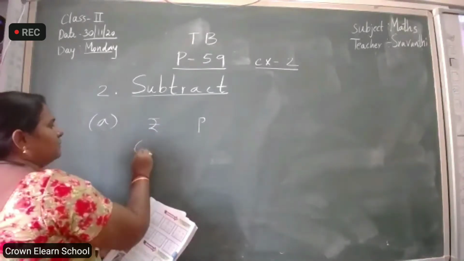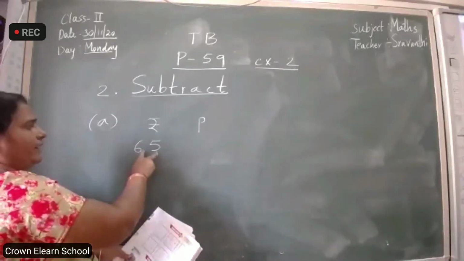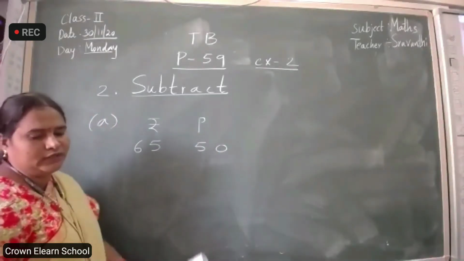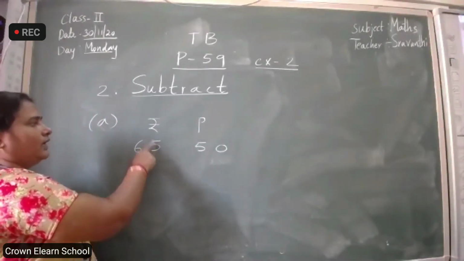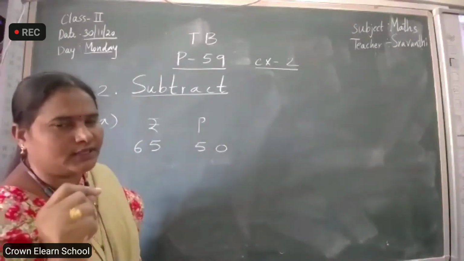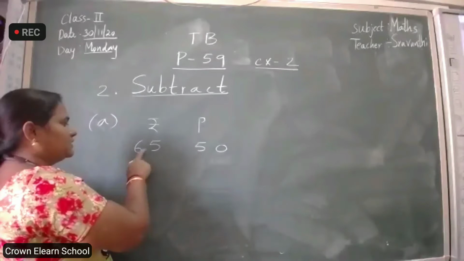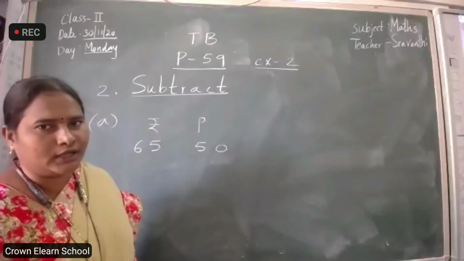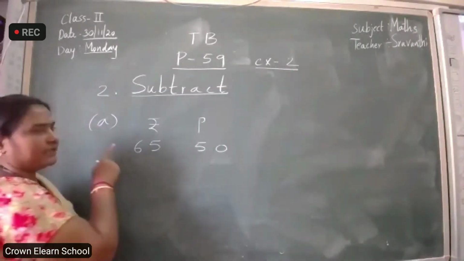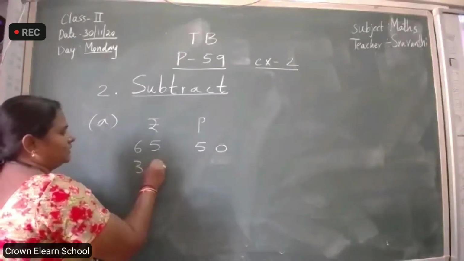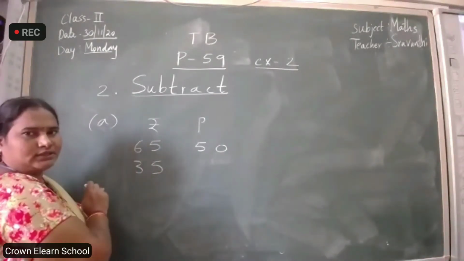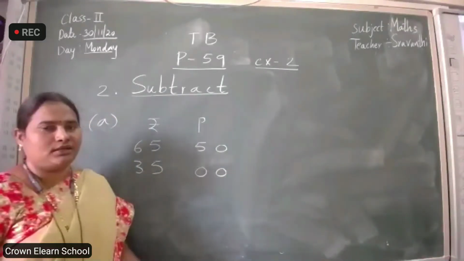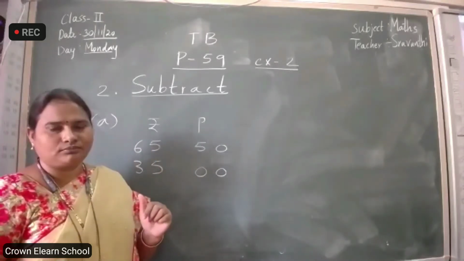Now let us write the number 65 rupees, 50 paise. How will you read this? Tell me. 65 rupees. You also keep your finger there in the textbook and read 65 rupees, 50 paise. Okay? Are you reading? Next. What is the second number? 35 rupees, 0 paise. Okay?